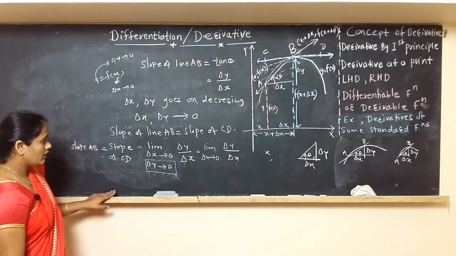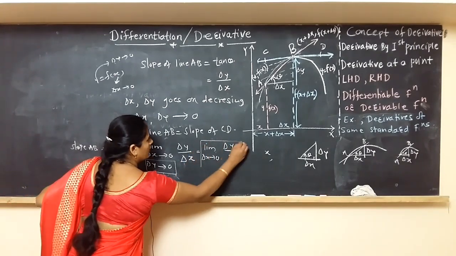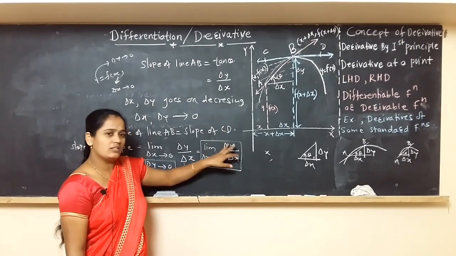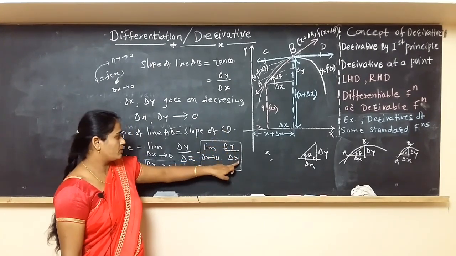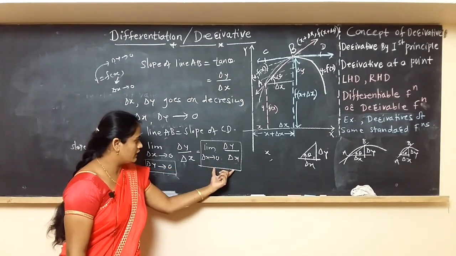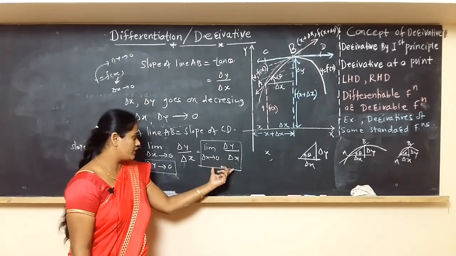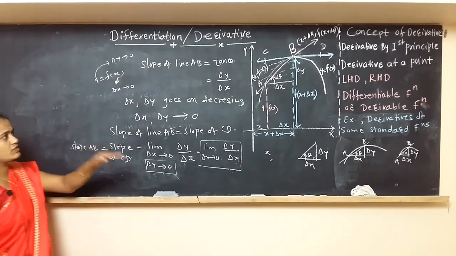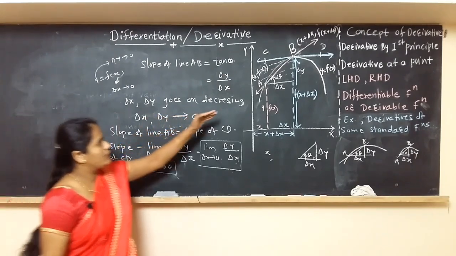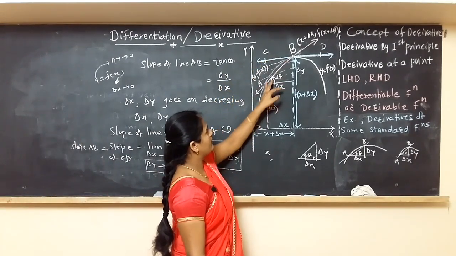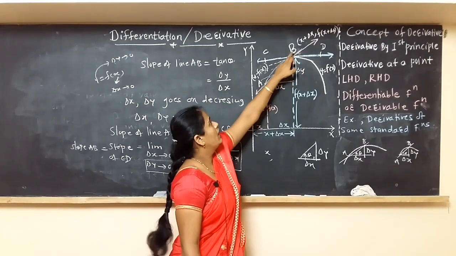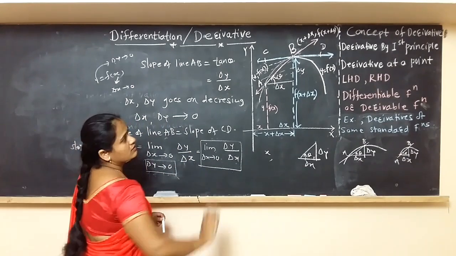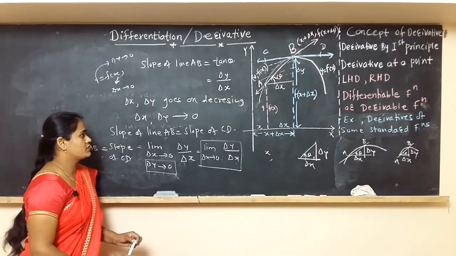That means this is nothing but our derivative. Delta y is the change in y with respect to the change in x, and this is nothing but the derivative, or the definition of derivative. And in that curve, as delta x tends to 0, this line AB overlaps with this line CD and it becomes a tangent line to the curve at this particular point B. Okay, so after this, derivative by first principle.